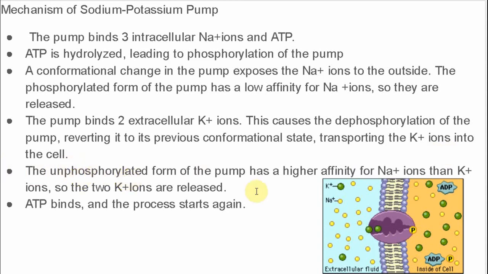The unphosphorylated form of the pump has high affinity for K plus, so the K plus ions will be released inside the cell. Then again the ATP binds and the process repeats in a cyclic manner until the gradient is reached.